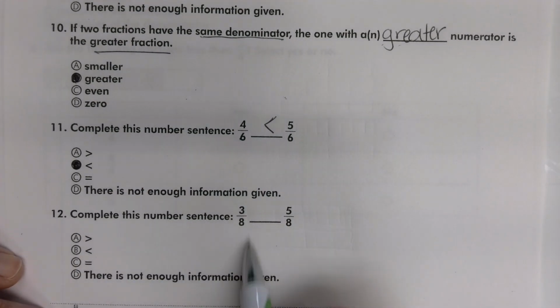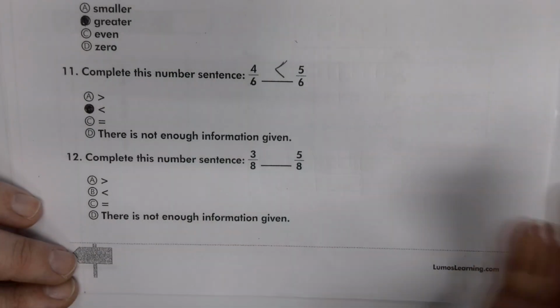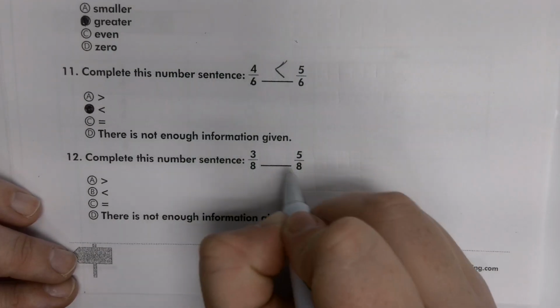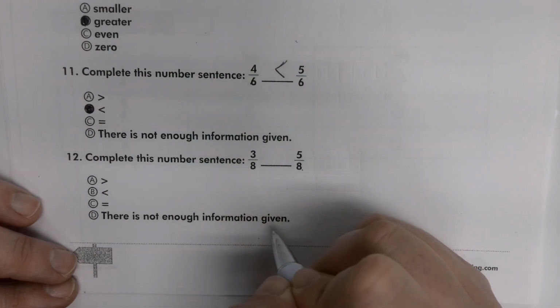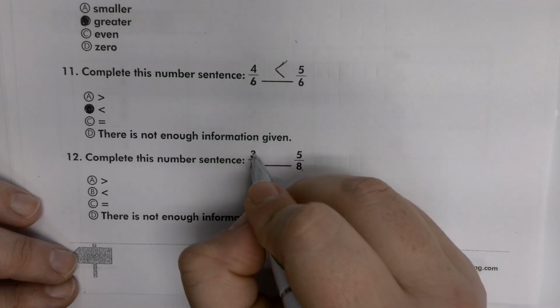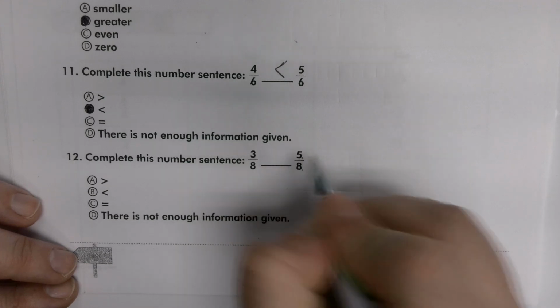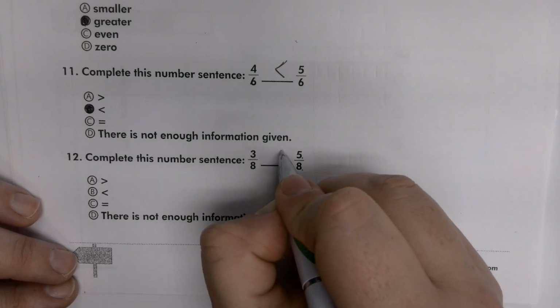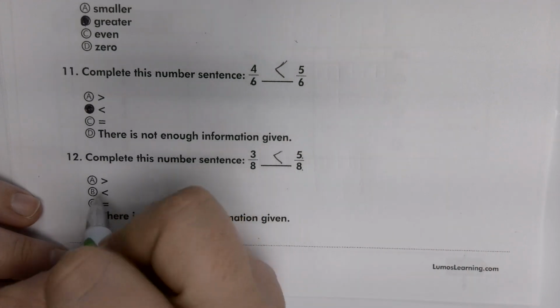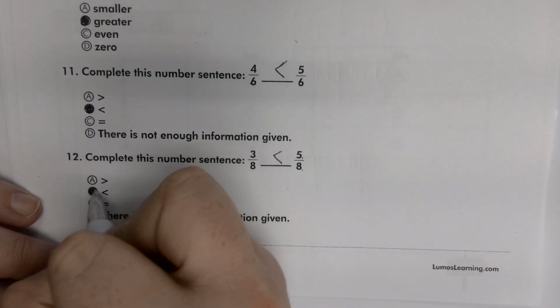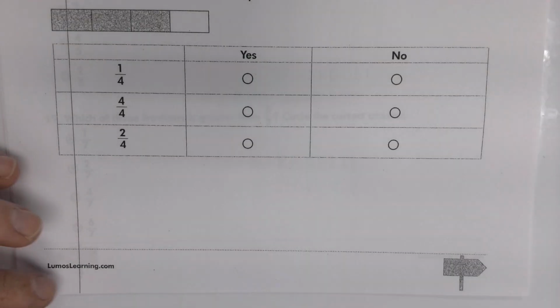Okay, complete 3/8 and 5/8. Again, the denominators are the same, so we can compare the numerators. This is a smaller numerator than this one. 3 is smaller than 5, so Steve would want to eat 5/8. Again, we have 3/8 is less than 5/8.